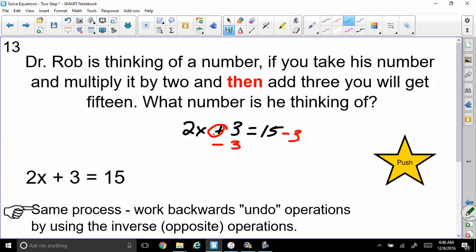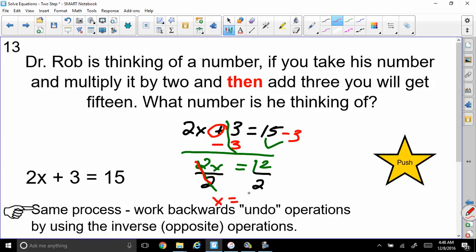What that does is cancels out the 3, leaving me with the 2x, 2 times Dr. Rob's number, and I have 15 minus 3 is 12. So I've undone the plus 3. Now I got to undo the multiplication by 2. So instead of multiplying by 2, I'm going to divide by 2, because undoing multiplication will be division. So I divide by 2, and that'll give me the number Dr. Rob is thinking of. So 12 divided by 2 is 6. So Dr. Rob is thinking of the number 6.